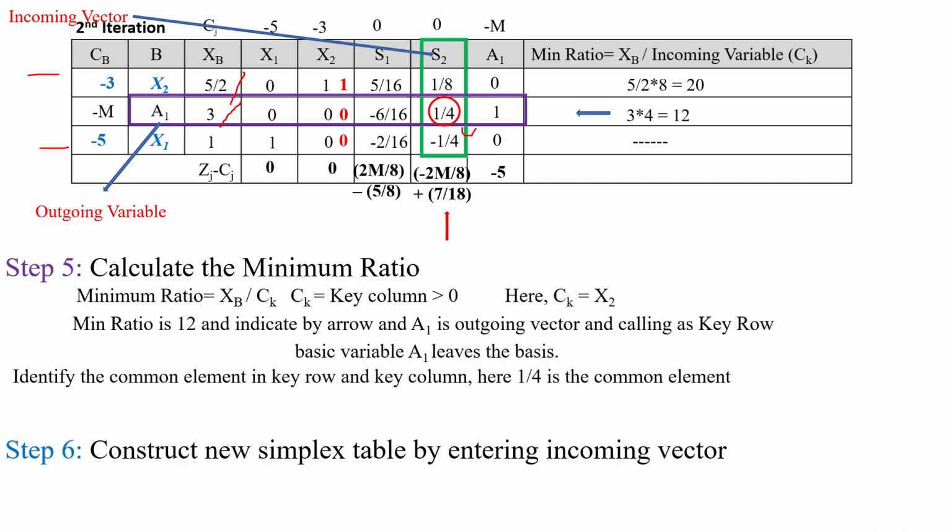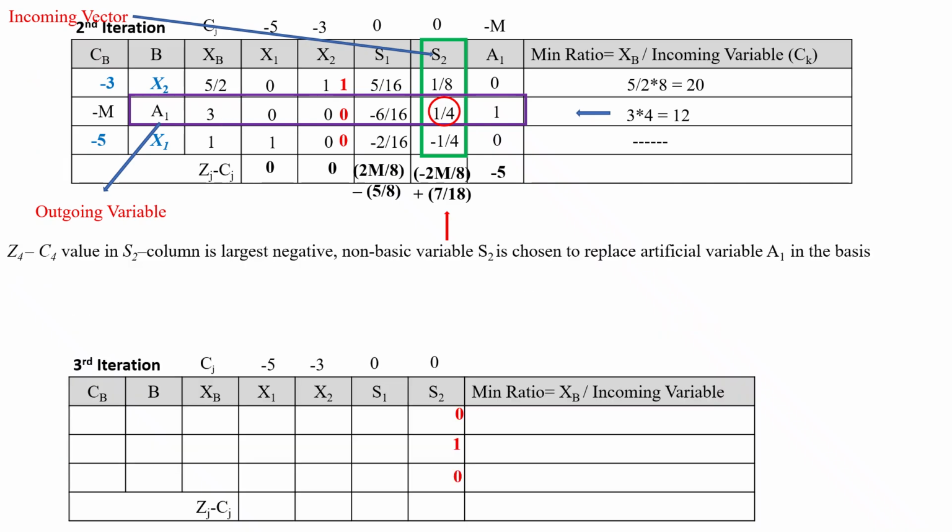Next, once again I have to construct the new simplex table by entering the incoming vector. And this is the new simplex table, that is, the third iteration table. So here the Z4 minus C4 value in the S2 column is the largest negative. So the non-basic variable S2 is chosen to replace the artificial variable A1 in the basis. So we have to replace A1 with S2. So I have to write down the basis variables x2, s2, x1 and their cost coefficient values are -3, 0 and -5.